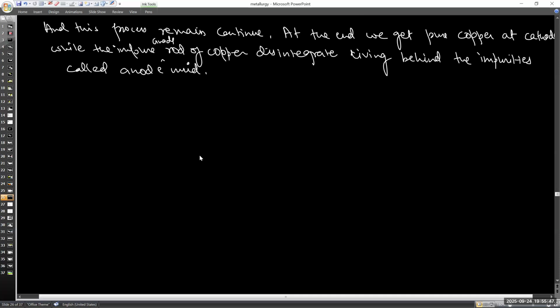And this process remains continuous. At the end, we'll get pure copper at cathode, and the impure anode will disintegrate, and the remaining is called anode mud.